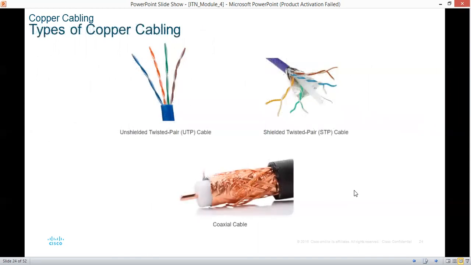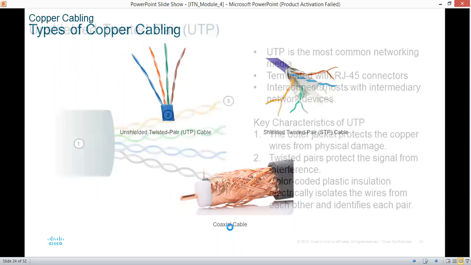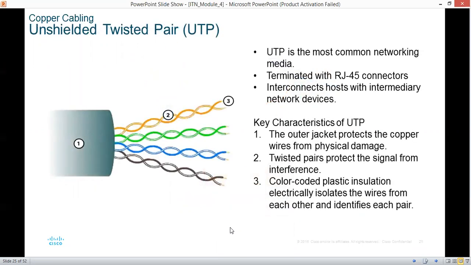So we can see the types of copper cabling here: the unshielded and the shielded type. The unshielded type does not have a shield around it, while the shielded twisted pair has this shield you can see around it here. And here below is the coaxial cable. This coaxial cable is actually used at the back of our TV for simple connection. You also have it for your VSAT, and even the modem also uses coaxial cable. So the unshielded is the most common networking media, terminated with RJ45 connectors.